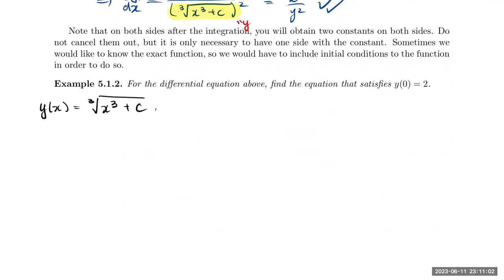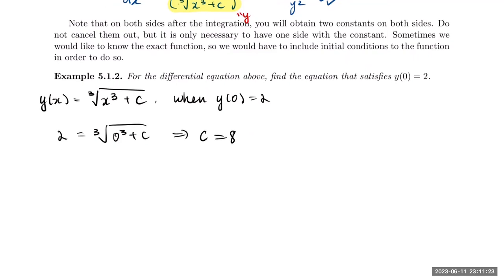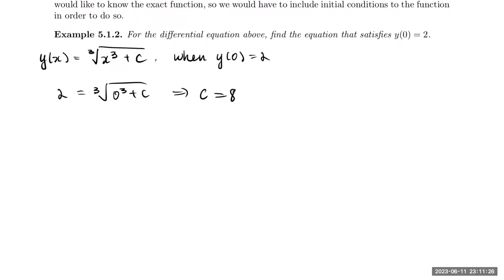However, when y(0) is equal to 2, then what I get is just 2 equals the cube root of 0 cubed plus c, or that's going to be the cube root of c. And then if I take the cube on both sides, I would just get c is equal to 8. So that means the exact expression or exact function that we'll get is going to be y of x is the cube root of x cubed plus 8. And this is the exact formula that we would like to sometimes get.